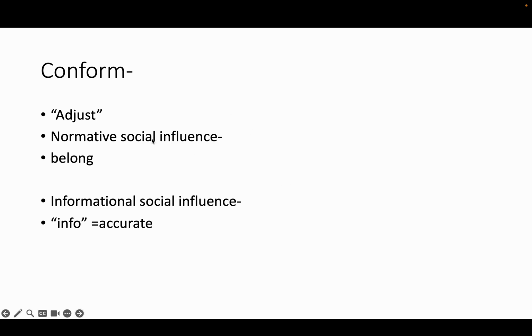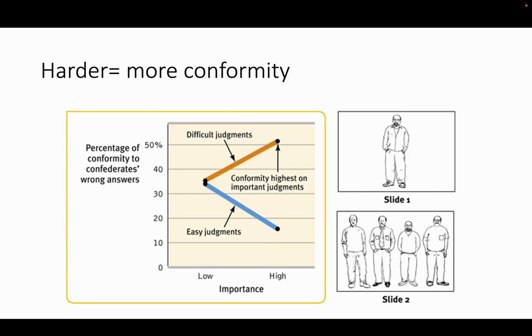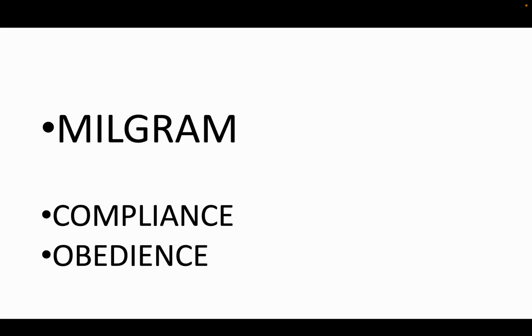But usually the answer is normative social influence. Guys don't wear dresses to school because they want to be normal. You could if you want to, by the way. You just would not be conforming. Okay, the harder the task, the higher the conformity. I mean, think about it. If it's an easy task, you might say, hey, that's not true.